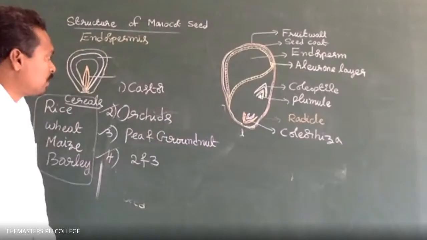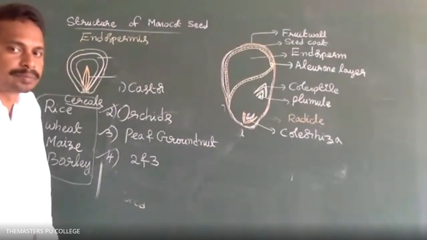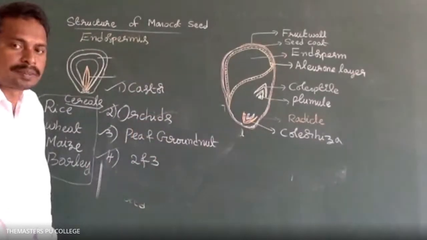Right. Which of the following plants are endospermic? Option 1, castor. Option 1 is right.